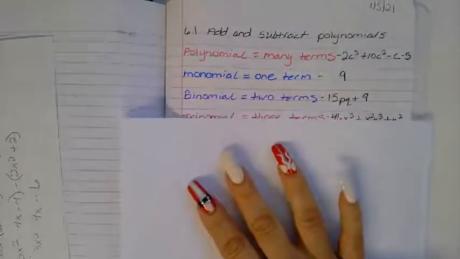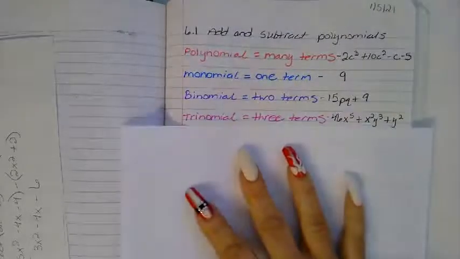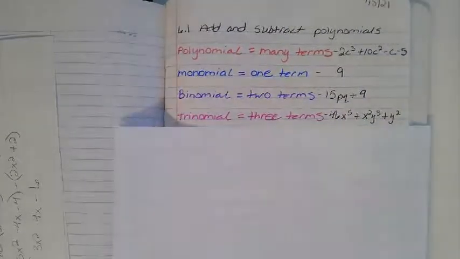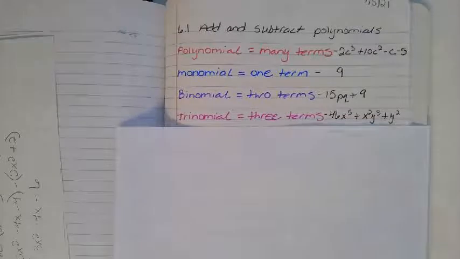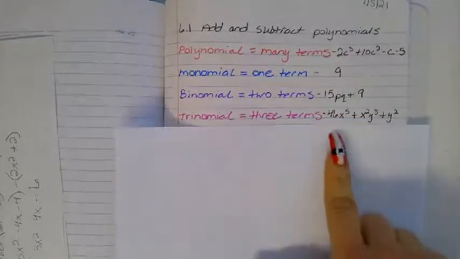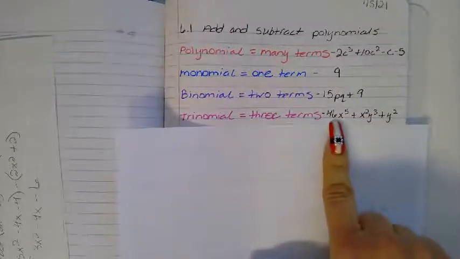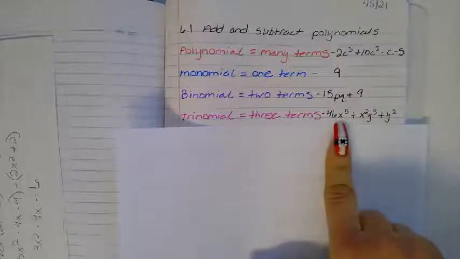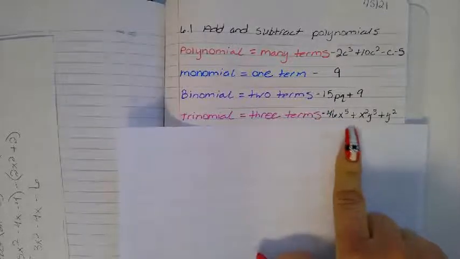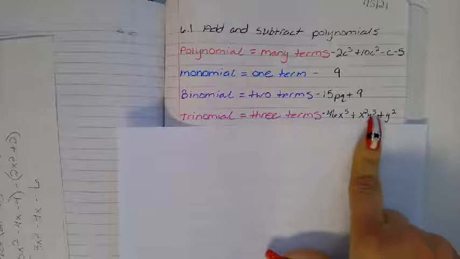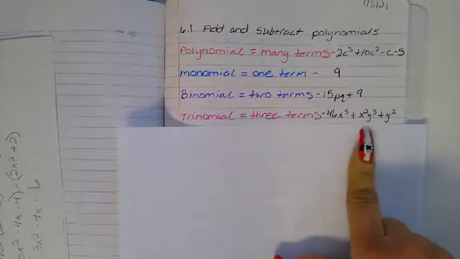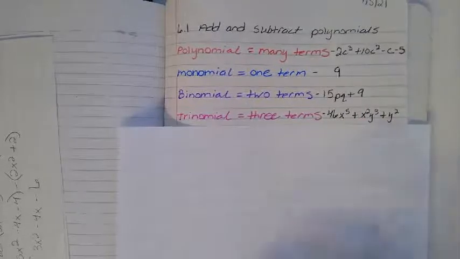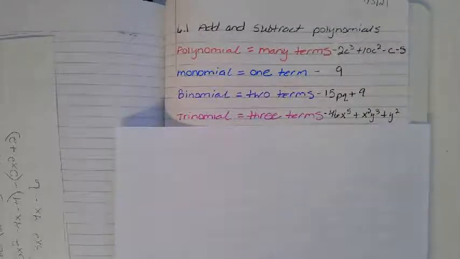Let's look at, I believe that's our last one. Yes, so trinomial. Tri means 3, right? So trinomial is 3 terms. Your example of that would be your 46x to the 5th power. That is one term. Then you have your x squared y cubed. That's a term. And then y squared is another term.